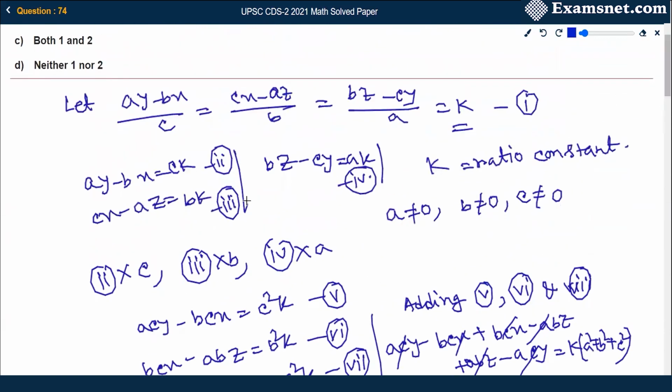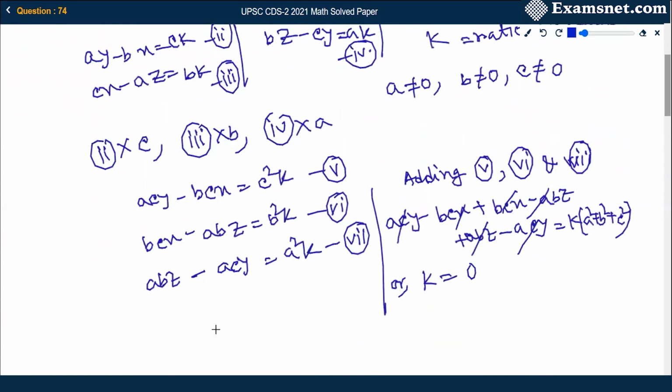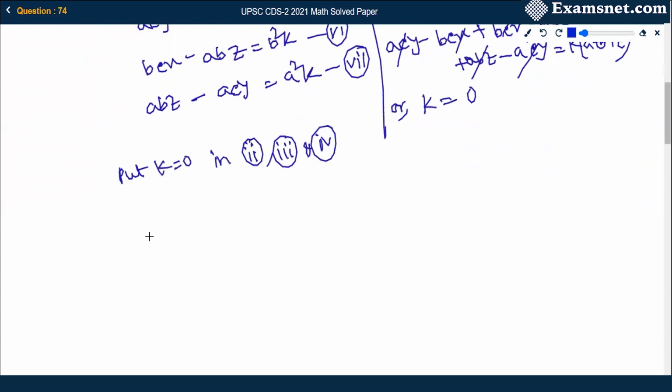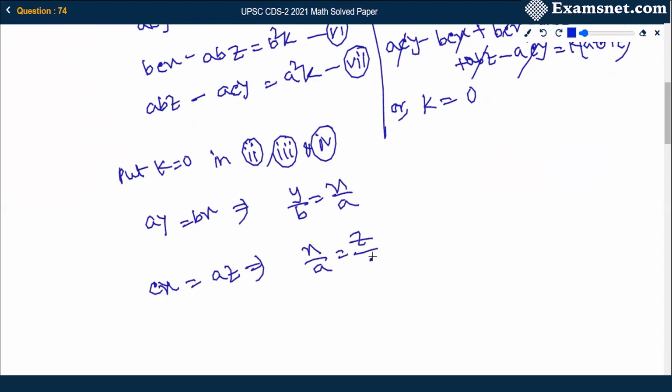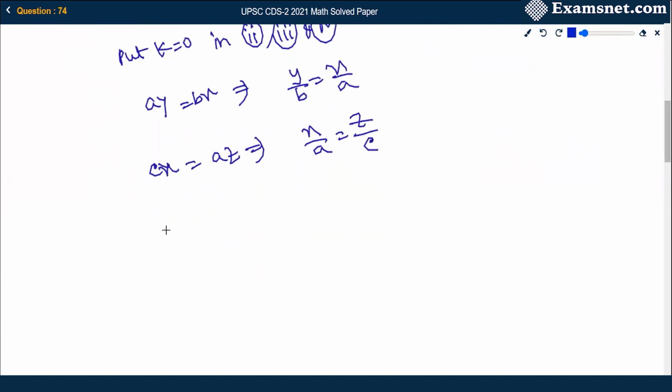Now putting the value of k in these three equations, put k equals 0 in 2, 3, and 4. We will get ay equals bx. That means y by b equals x by a. Next, cx equals az, so x by a equals z by c. Next, we will get bz equals cy, that means z by c equals y by b.